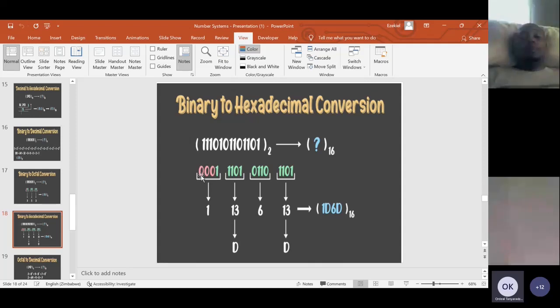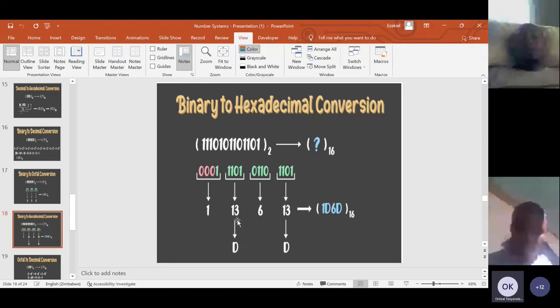So what you have to do later, you have to convert the number to its equivalent decimal value, like you will be converting it to base 10, just using the method of converting binary number to base 10. And then you take each and every value that you get there and put them together. But here you've got a 13 here, so you have to know that 13 is D in base 16. So I think you have been actually taught that. A is 10, then B is 11, C is 12, then 13 is D. It goes up to F, which is 15. So here it will be 1D6D. That's the binary to hexadecimal conversion.